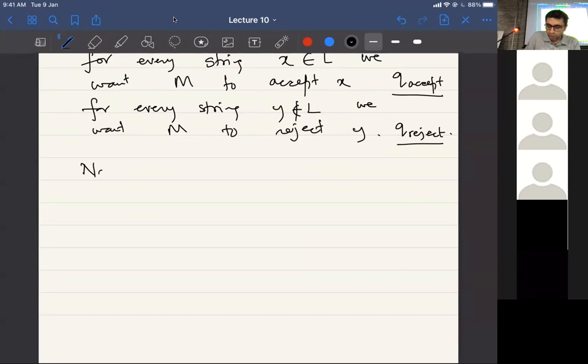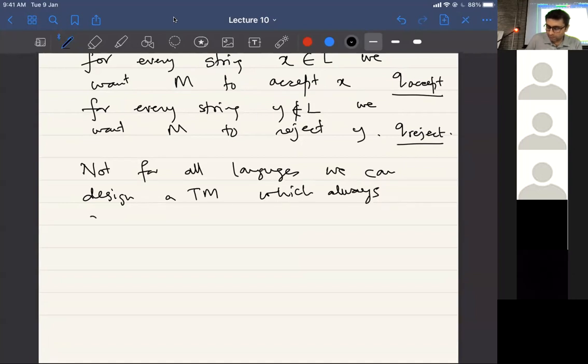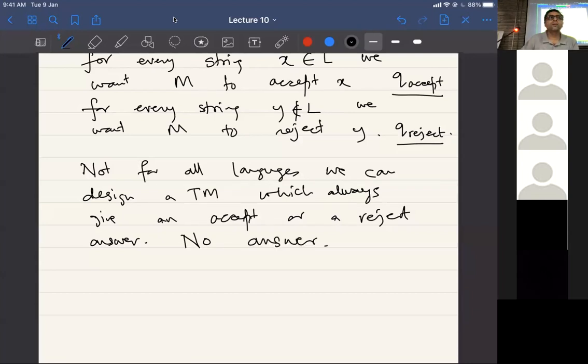But the problem is, not for all languages can we design a Turing machine which always gives an accept or a reject answer. There's a third possibility, and that is no answer. Okay? So a Turing machine may accept, it may reject, but there's a third possibility. What does it mean by the third possibility? The third possibility is no answer.